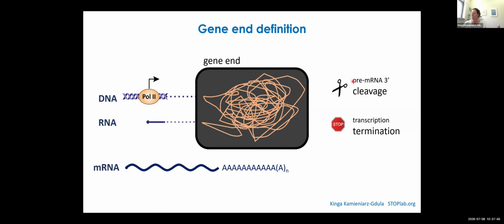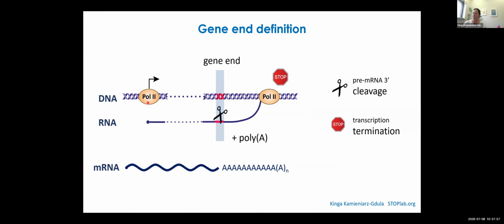So the first one is the cleavage of the 3' end of the pre-mRNA and transcription termination. While the beginning of the gene is annotated due to transcription, the annotation of the end is due to RNA processing. We define this as the position in which the nascent RNA is cleaved by the cleavage and polyadenylation complex. To this position, then the poly A tail is added, thus creating the mature messenger RNA.